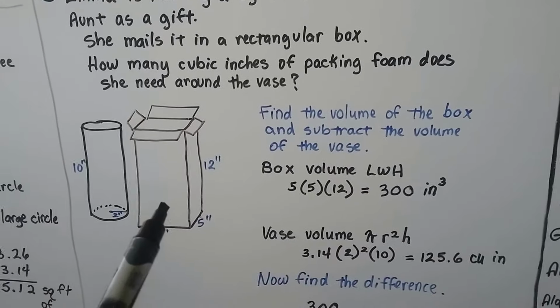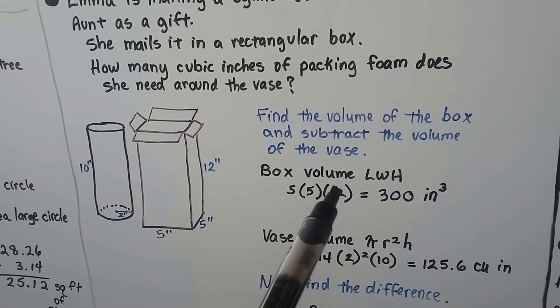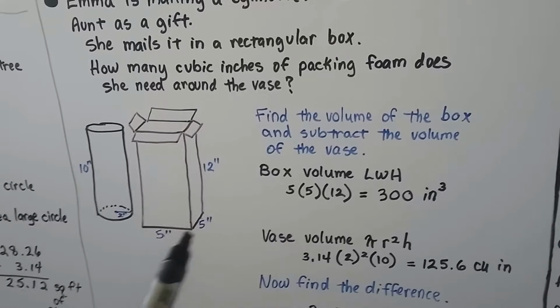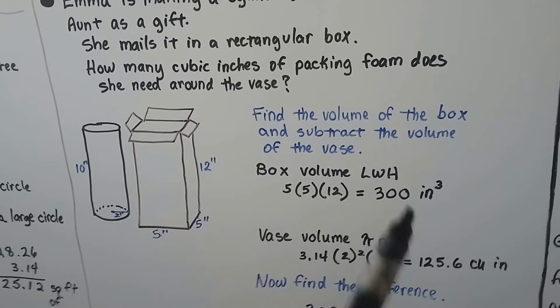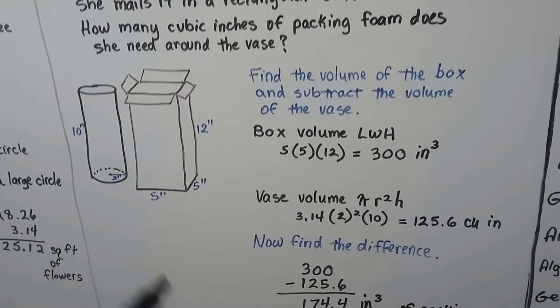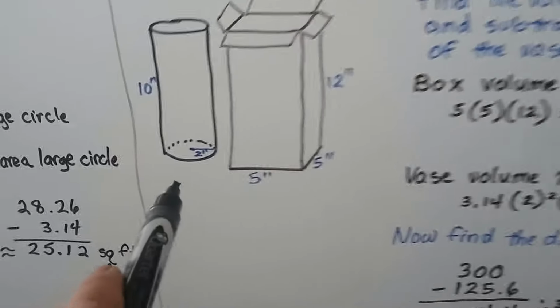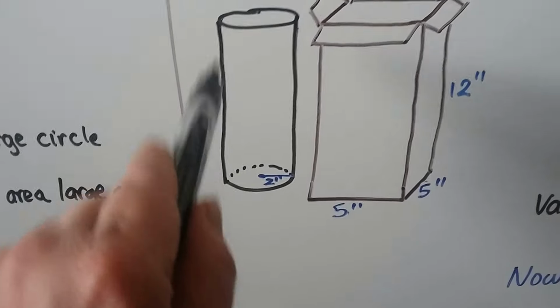So for the volume of the box, we're going to do length times width times height. That's 5 times 5 times 12 for the height. That's 300 inches cubed. The vase is telling us it's got a 2-inch radius and it's 10 inches tall.